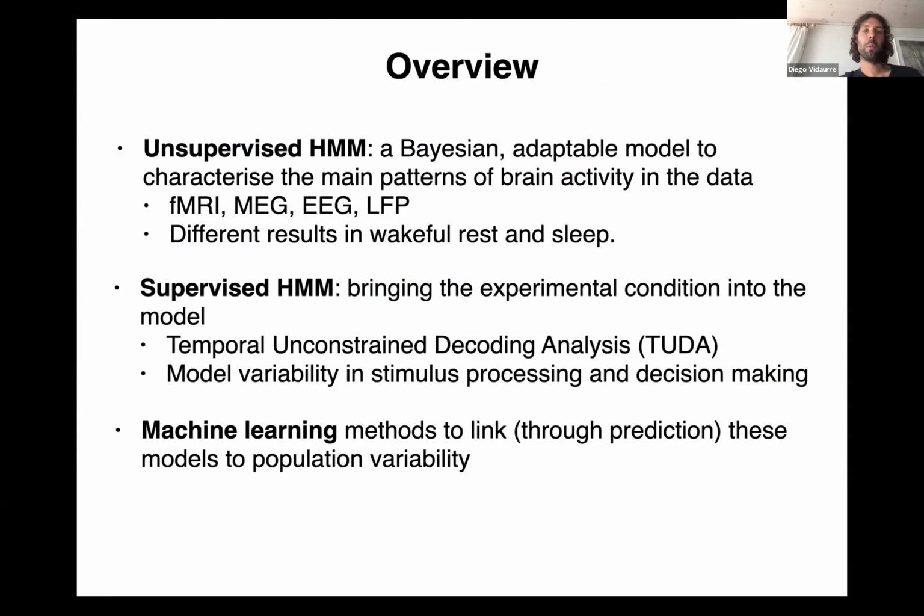So, overview: I presented an unsupervised HMM with a Bayesian adaptable model to characterize brain patterns that you run on the data. And that data can be fMRI, MEG, EEG, LFP, spiking activity, or many other things. And I presented a more supervised HMM where you take into account a specific relationship between brain activity and the stimulus.